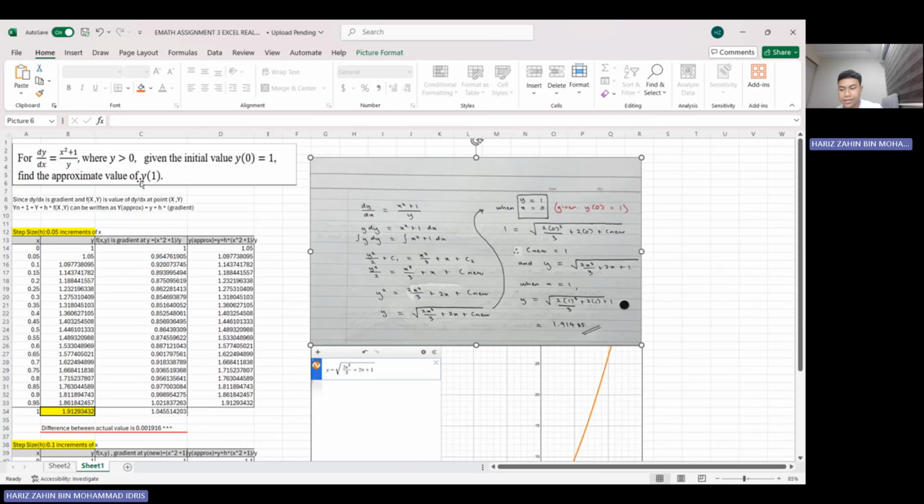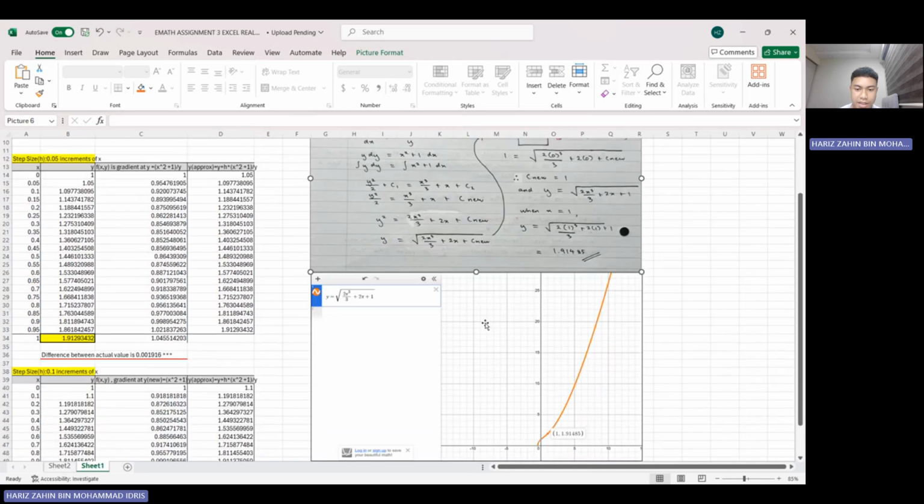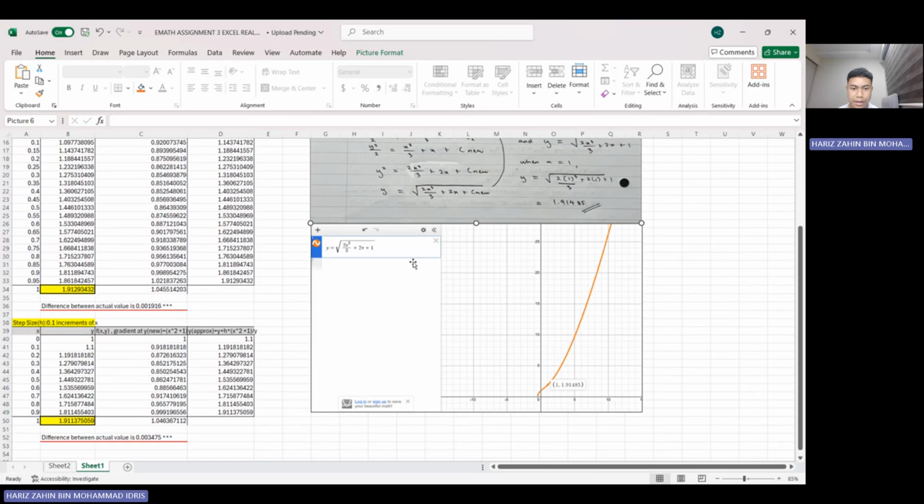So now let's look at the question we're given. When x = 0, y = 1, and we're asked to find the approximate value of y when x = 1. I've solved the equation here, and as you can see, I've gotten y = square root of (2x^3/3 + 2x + 1) when y = 1 and x = 0. When x = 1, y = 1.91485 by substituting x = 1 into the equation. And the answer is verified when I put it into a graphing calculator and I get the same result.